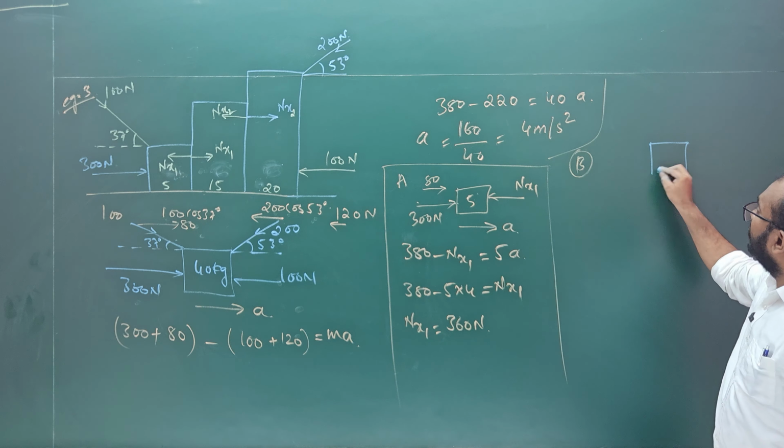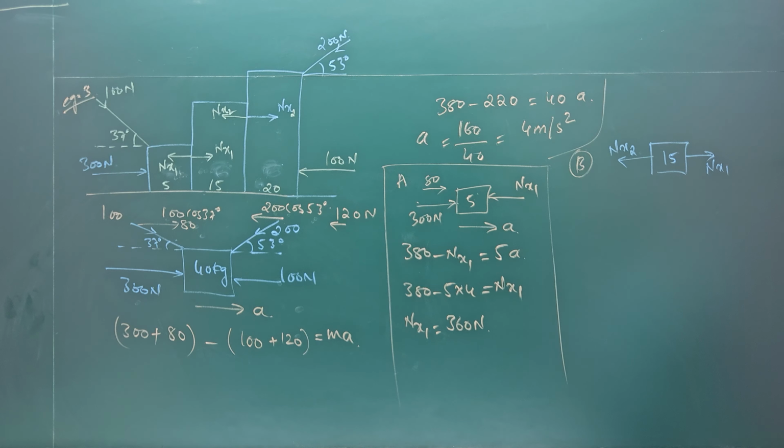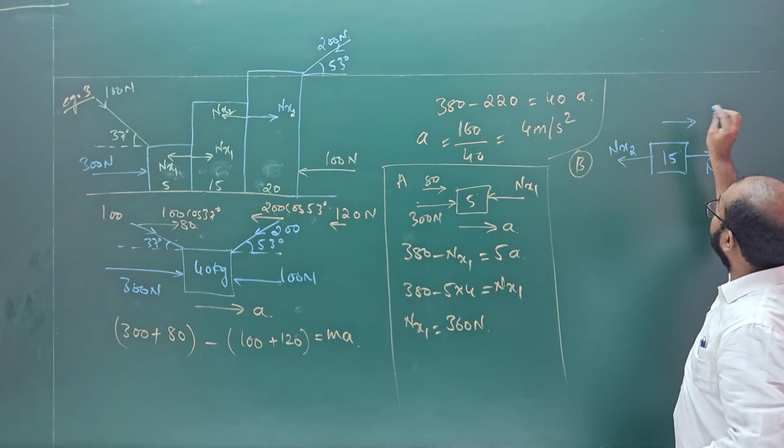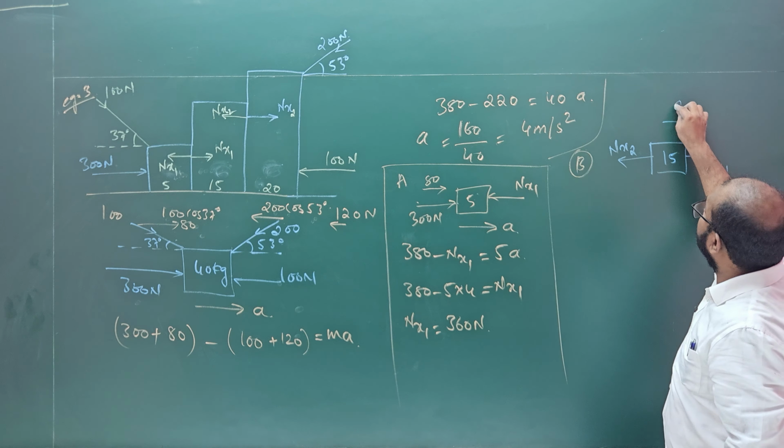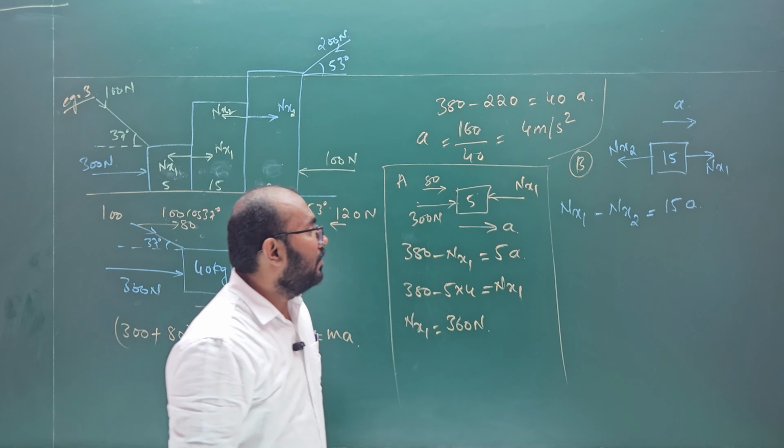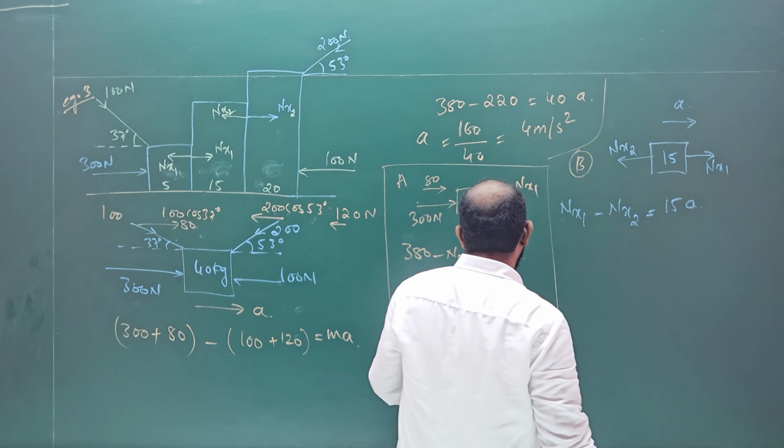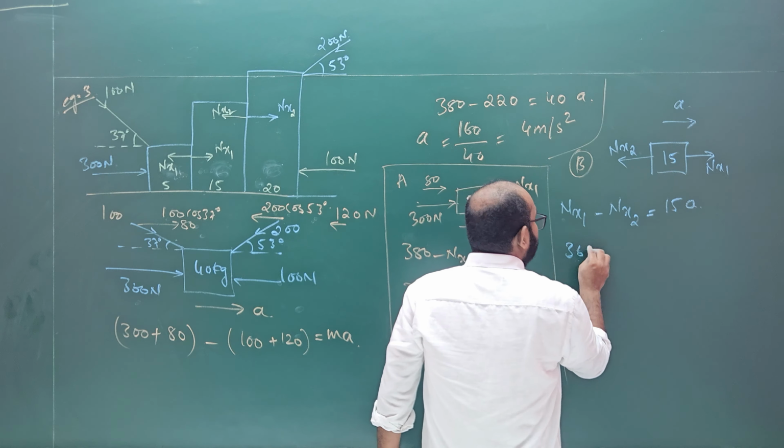Two forces are acting on this body, and the acceleration of the whole system is in this direction. If I want to write the equation, then can I say that NX1, the greater value, minus NX2 equals 15 times a? NX1 we already know, that is 360. So 360 minus NX2 equals 15 into 4. 15 times 4 is 60.